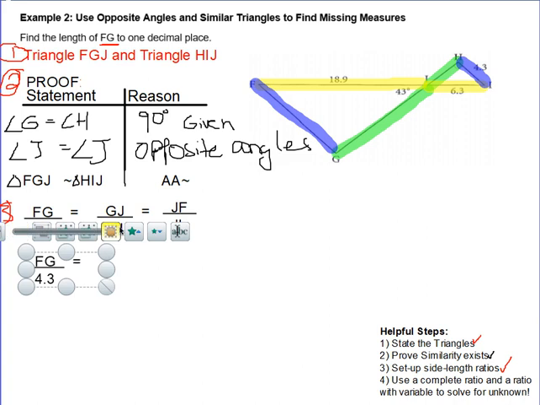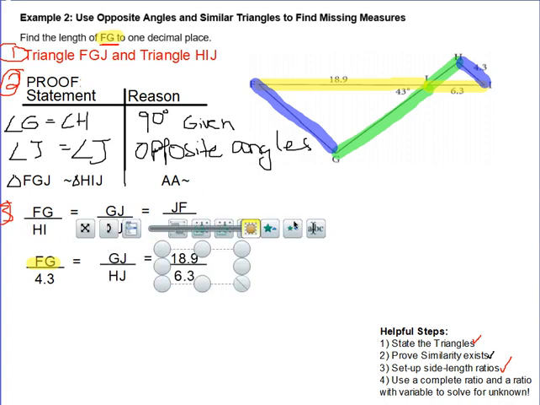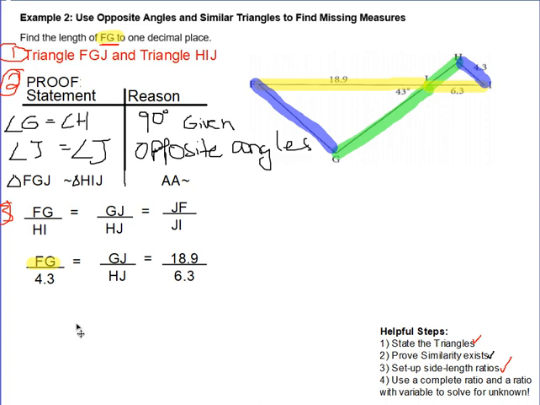So we know FG, we don't really know what it is actually. Actually, that's the one we're solving for, right? Don't forget that. So I'm going to highlight that one for us. GJ and HJ, there's nothing really there. And JF is 18.9, JI is 6.3. Great, this is step 4 here.